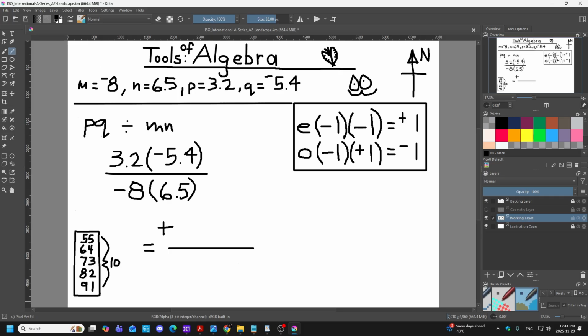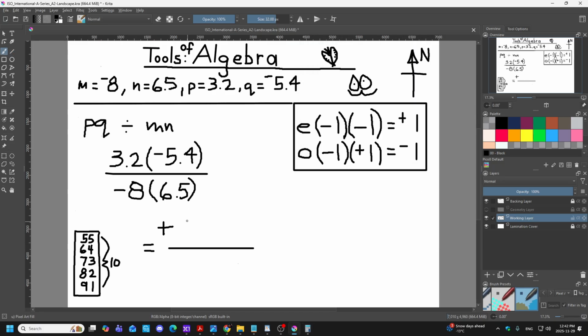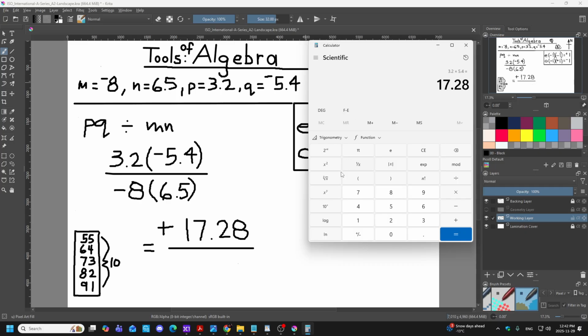Let's do quick math here. 3.2 times 5.4, 17.28. Now, I've already figured out my sign, guys and gals, okay? So I don't really need to input it into a calculator. You can if you want to check your work. I'm going to clear that, and I'm going to do the same thing and flip.